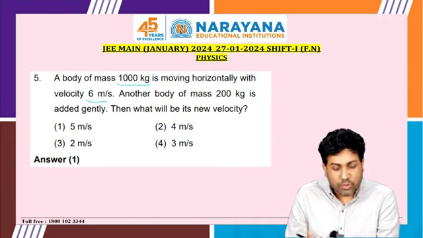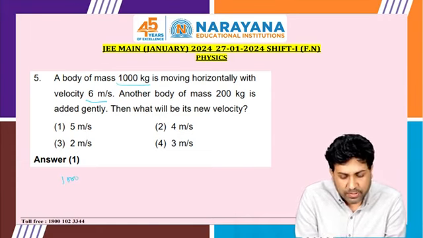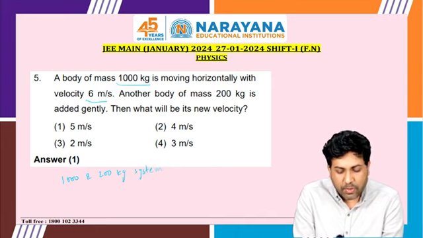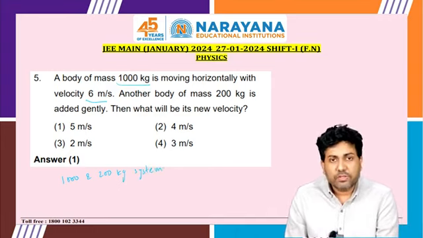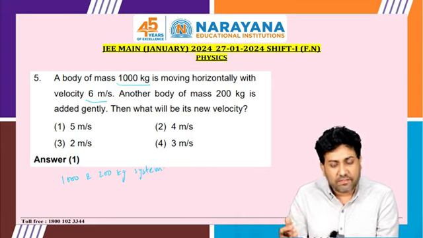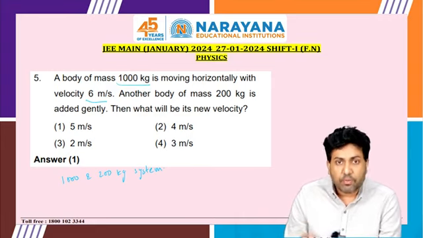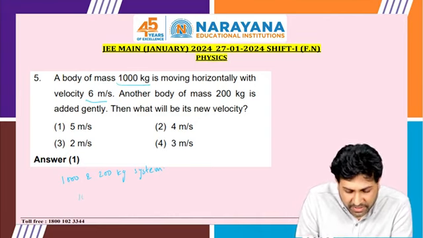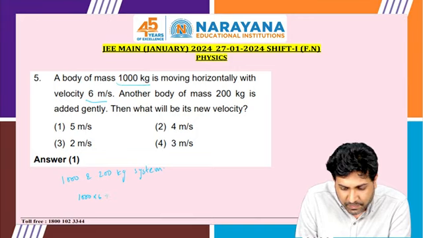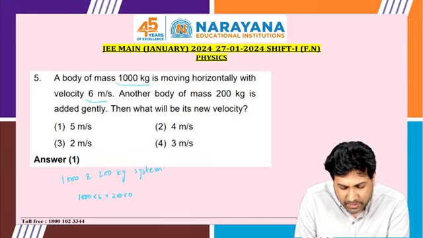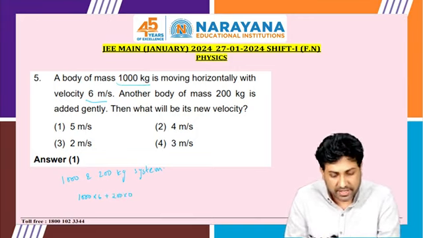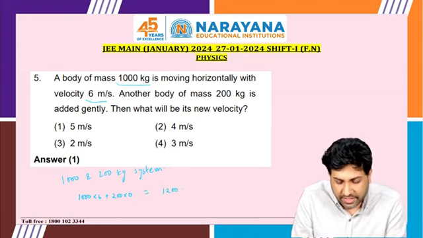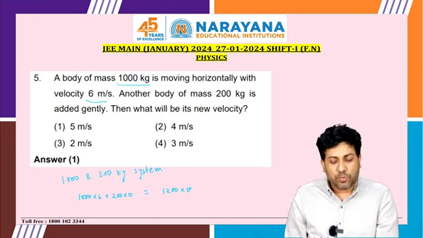So here there is no external force. If I take the 1000 and 200 kg system, there is no external force. So if there is no external force, I can say the momentum of the system is conserved. So if the momentum of the system is conserved, what should I write here? Initial momentum is 1000 into 6 plus 200 into 0, because the 200 kg mass was initially at rest and now it sticks to it. That means the total mass has become 1200 and the velocity is v.